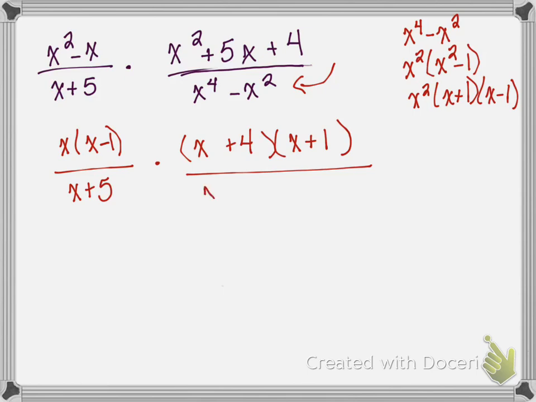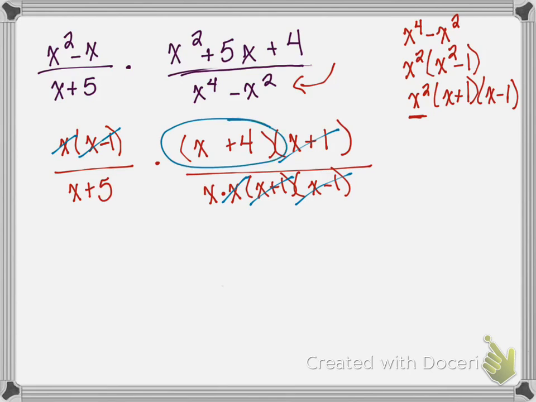Okay, so now I have x times x, and I represented that as x squared. That's where I got x times x. x plus 1, x minus 1. Okay, so I have x minus 1 in the numerator and x minus 1 in the denominator. x plus 1 in the numerator, x plus 1 in the denominator. Then I have an x. So I'm left with x plus 4 on the top, x plus 5 and x on the bottom.